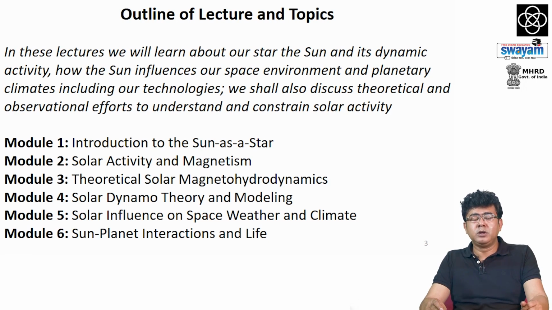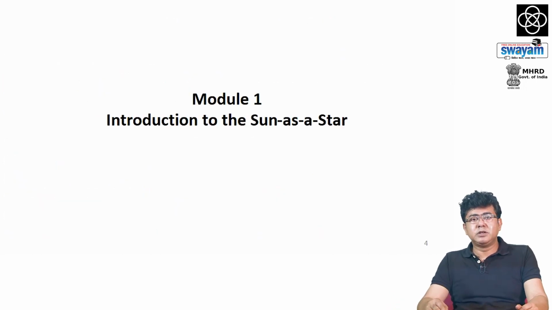In the fourth module, we will focus on the solar dynamo mechanism, which produces magnetic activity of the Sun and also other stars. In the fifth module, we will discuss solar influences on the space environment, which is known as space weather and planetary climates, and in the sixth module, we will discuss Sun planet interactions and what these interactions imply for habitability and life. So, let us begin with module 1, which is an introduction to the Sun as a star.